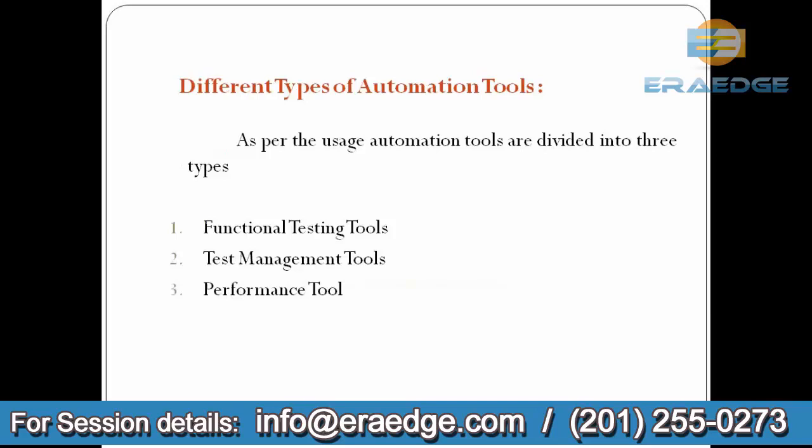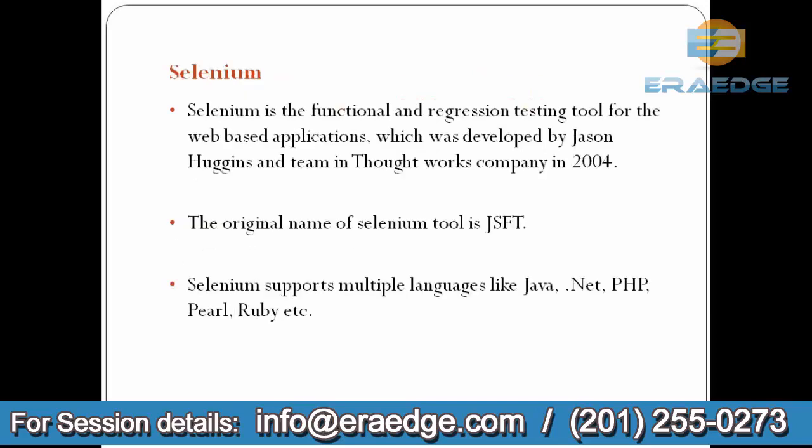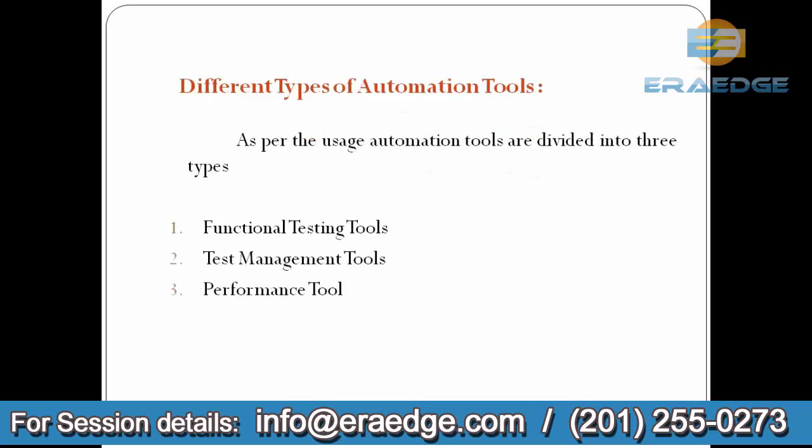Then we do have different types of automation tools. As per the usage, automation tools are divided into three types: functional testing tool, test management tool, and performance tool.